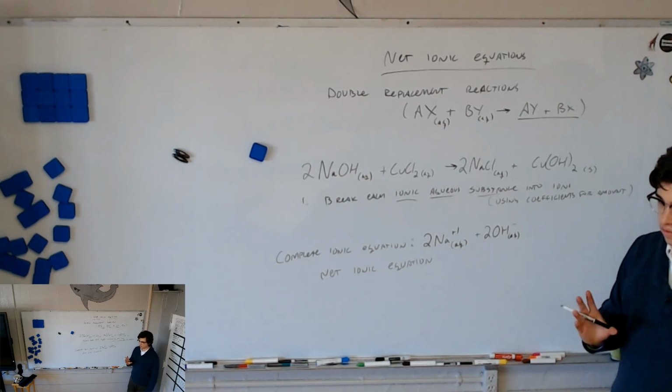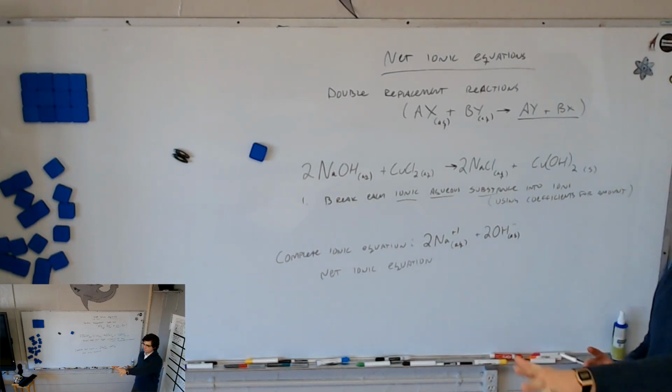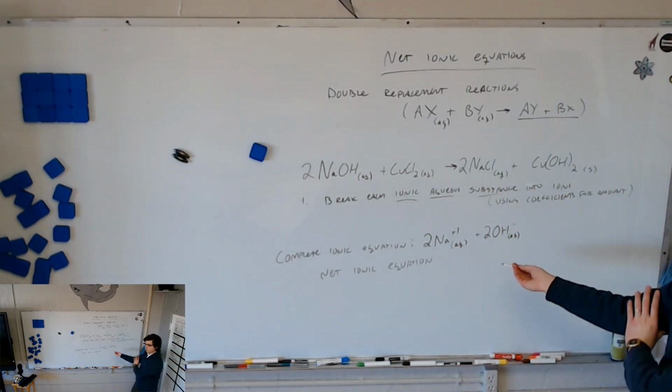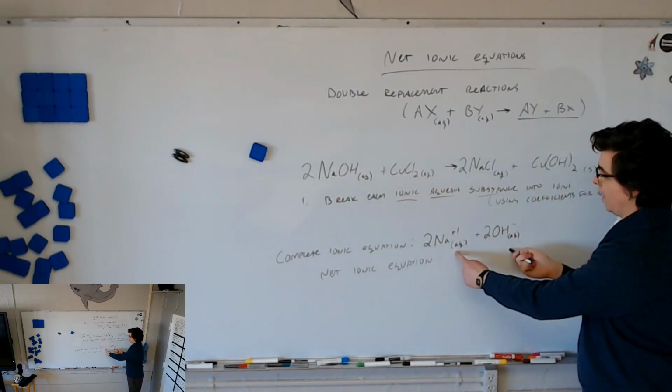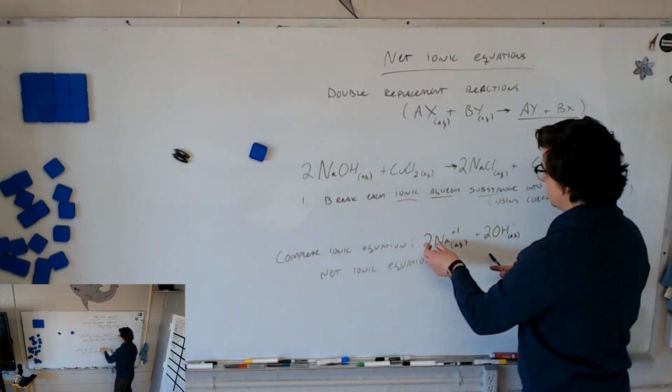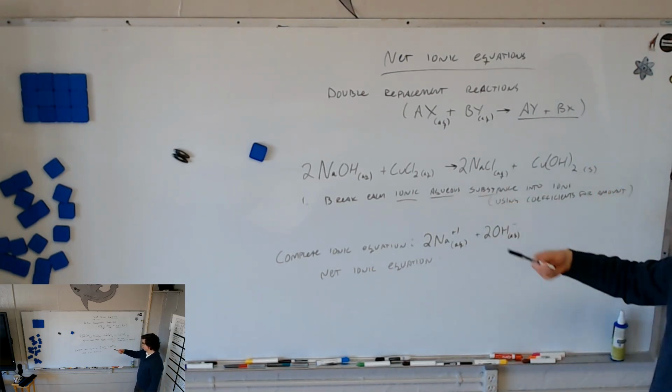Do you have questions so far? I don't think so. They're both aqueous, so we have that. There are 2 of each, so we put that. And then their charges we got from the periodic table, or from the symbol.